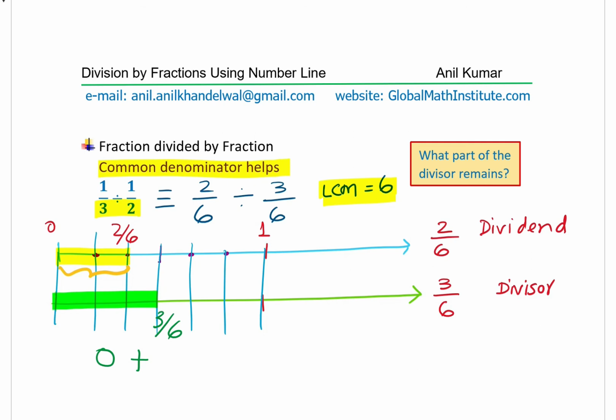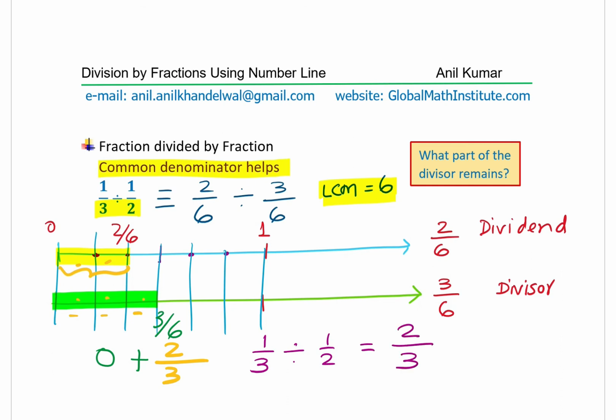Now you have to see what part of the divisor remains. Correct? What part of the divisor remains? So these are 2 parts and this is 3 parts. So when you do common denominator, it is easy. 1, 2. So that comes in the numerator, and this is 1, 2, 3. 2 by 3 remains, and that becomes our answer. Do you see the result? Perfect. So you could write that 1 over 3 divided by half is 2 over 3.